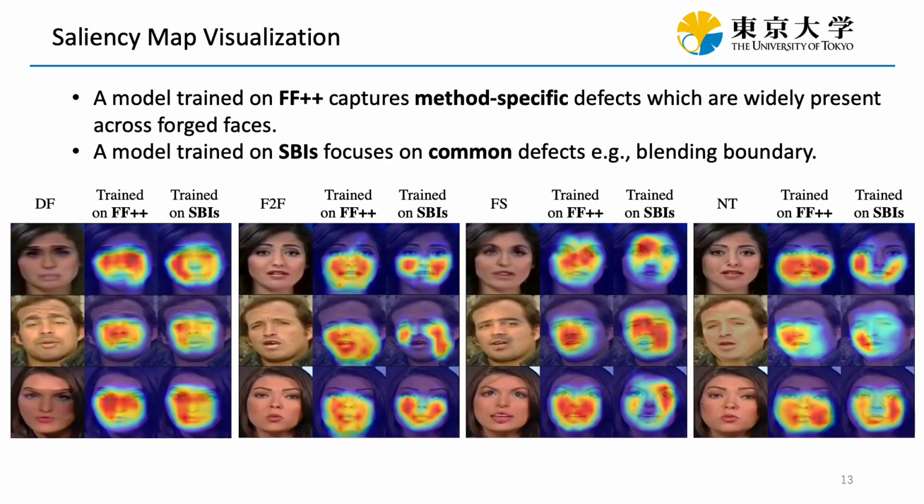Here are some examples of saliency map visualizations. A model trained on FF++ captures method-specific defects which are not widely present across forged faces, while a model trained on SBIs focuses on common defects like the blending boundary.